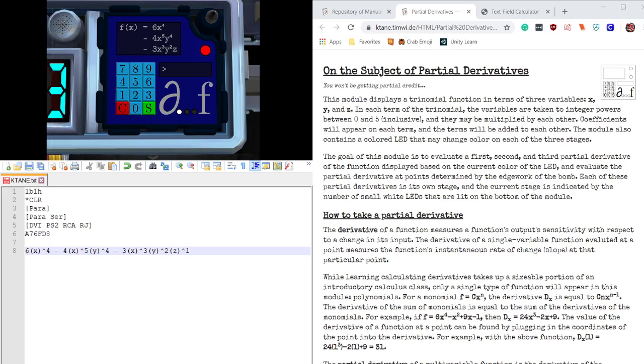So anyway, now that we have our... No, wait a second. We need the LED color first. That is important. The LED is red. Now that we have our read, let's go ahead and take a look at the manual.